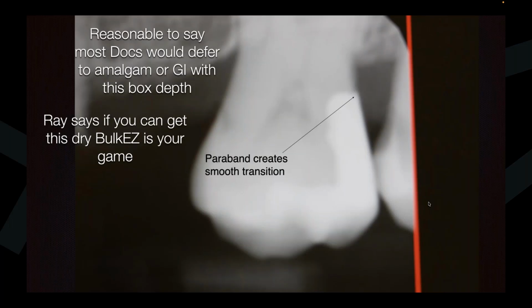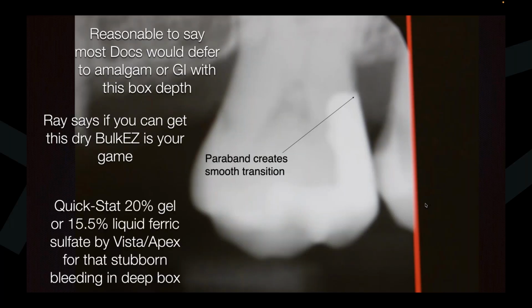Bertolotti's been saying Bulk Easy is the material to use for your deep margin elevation. If you can get it dry and clean, then you can do it. So if you're having a problem with bleeding, Quick Stat 20% gel, 15.5% liquid ferric sulfate by Vista Apex, that will stop bleeding in that deep box.